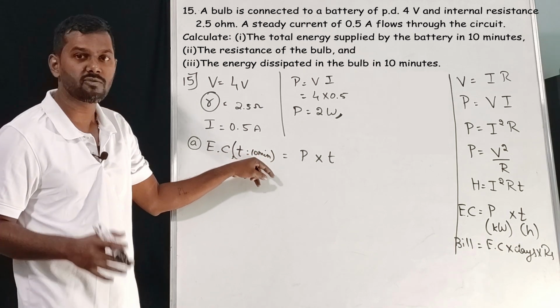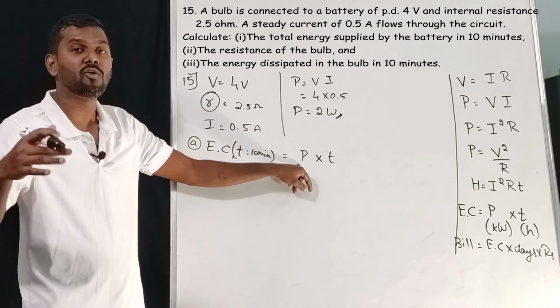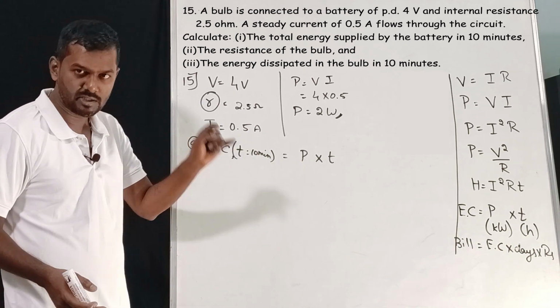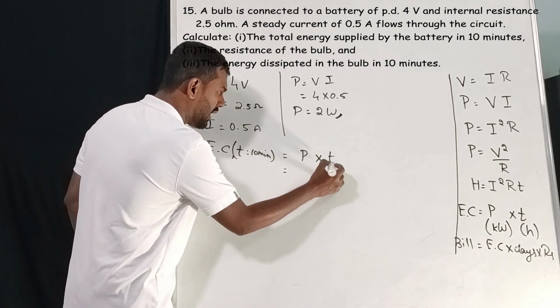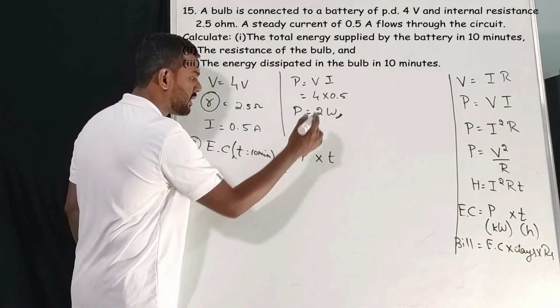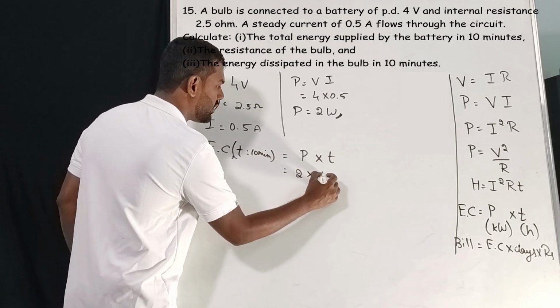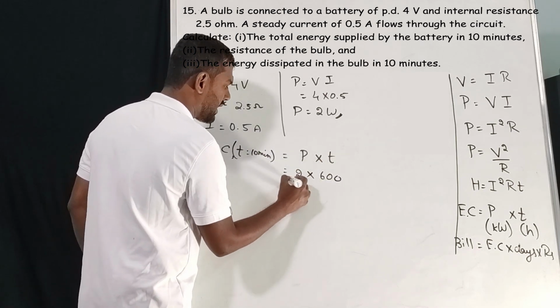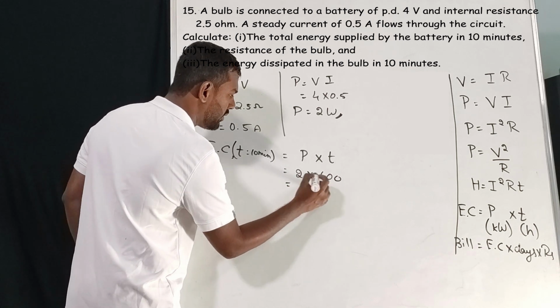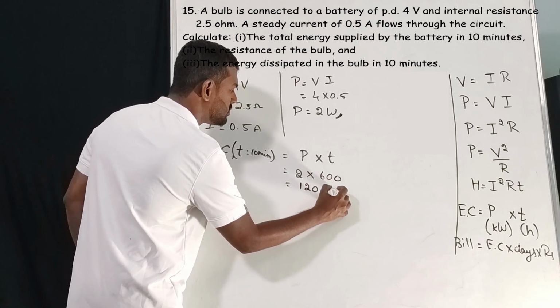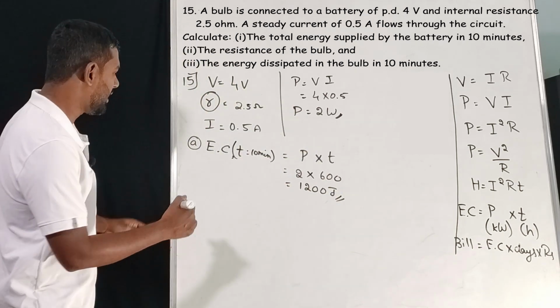Okay, if the time is in terms of hours, power should be in terms of kilowatt. Now the time is in minutes, so time should be converted into seconds, power should be in terms of watt. So this is 2, time 10 minutes, so it is 600 seconds. So those two will be 2 into 600, that will be 1200 joules. That's it.